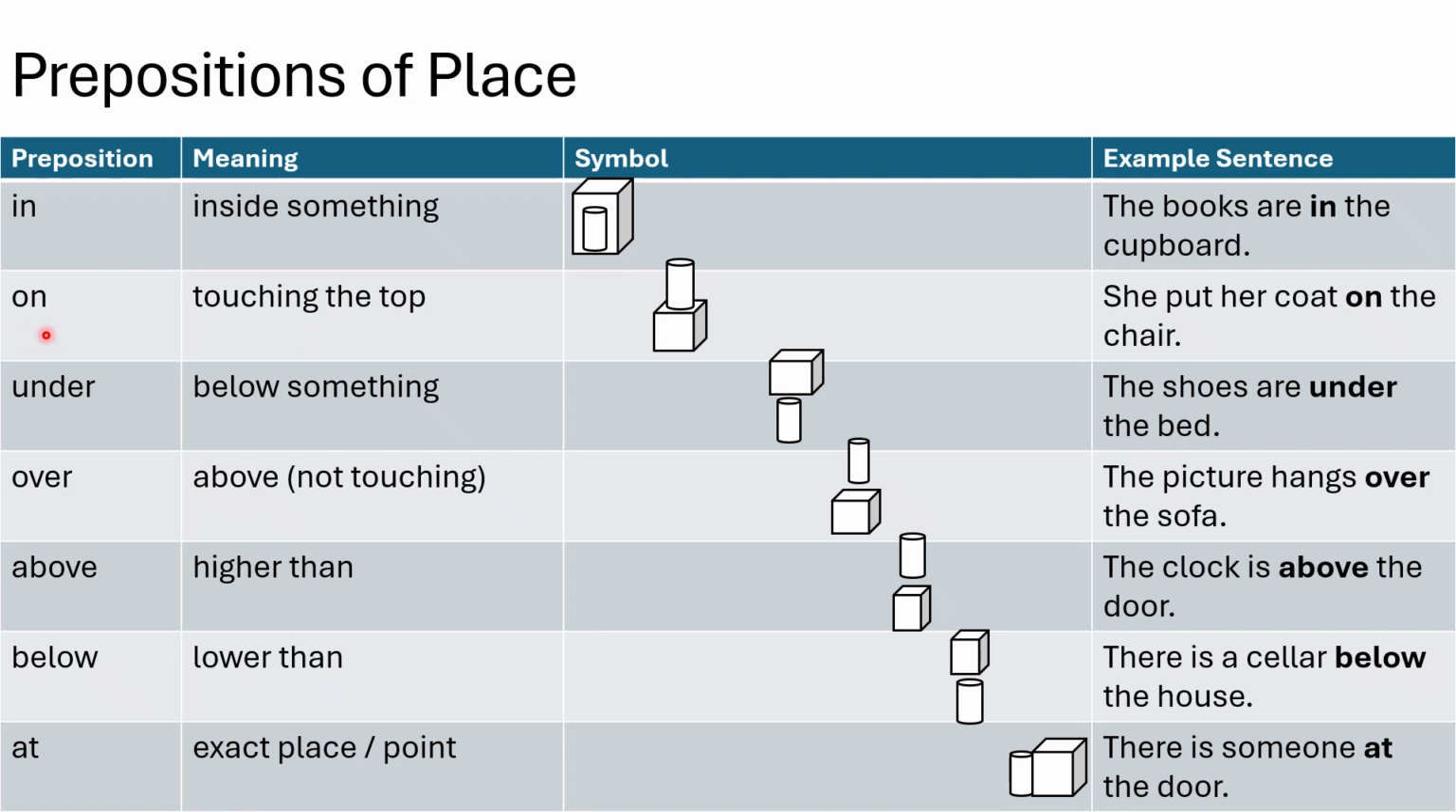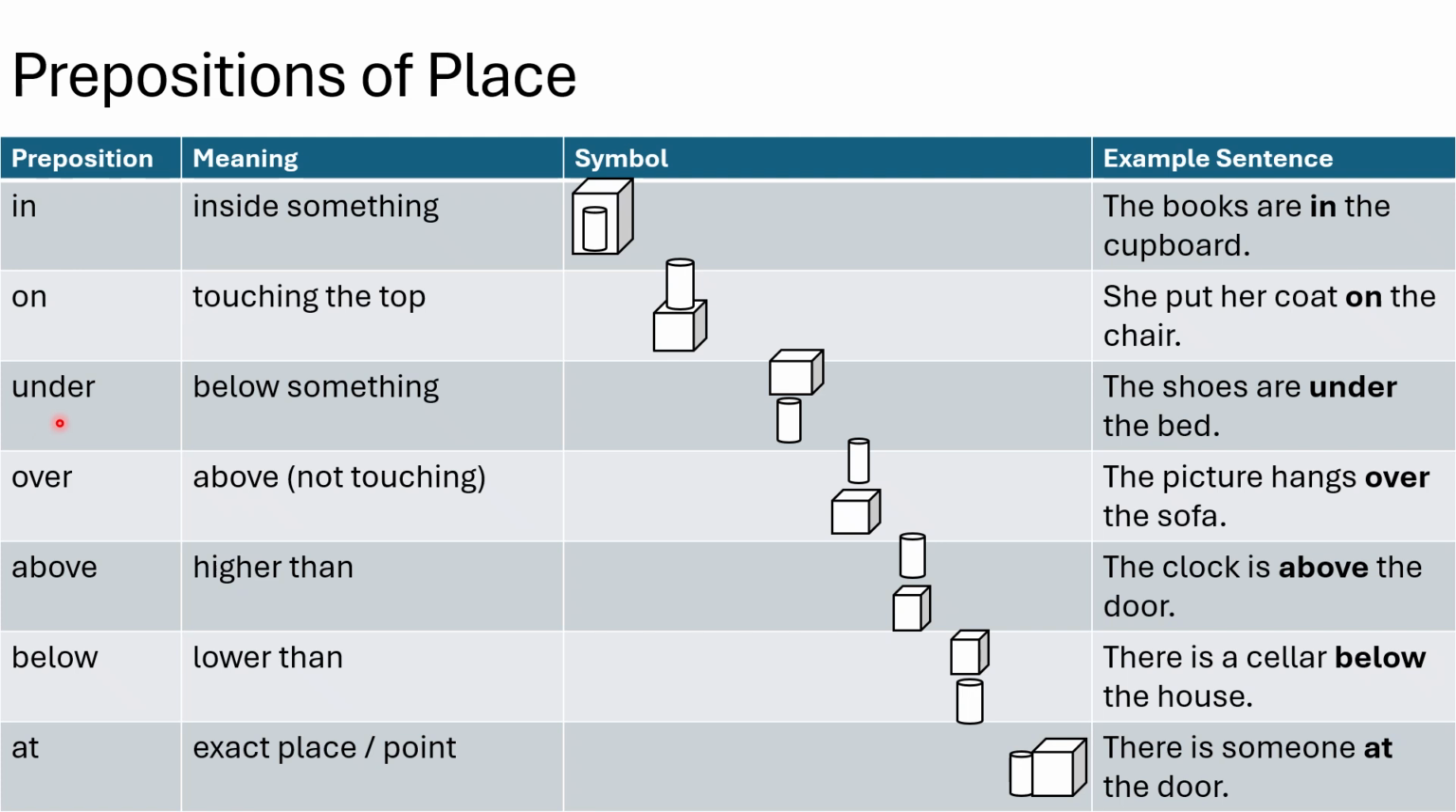The preposition on means touching the top. This symbol illustrates the cylinder on the box. Listen to the example sentence. She put her coat on the chair.